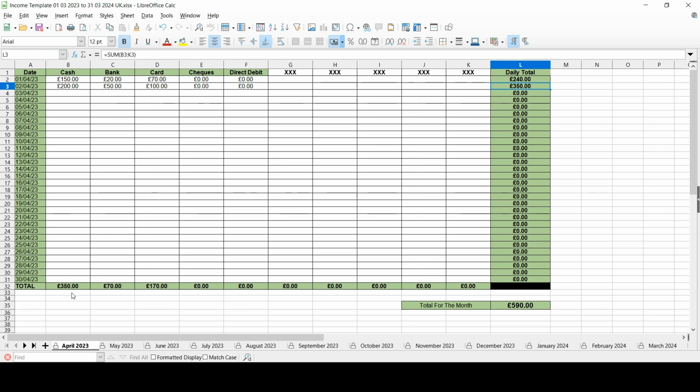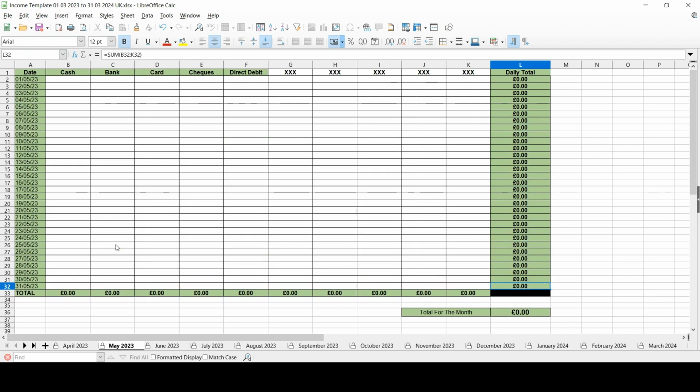Also, as you go ahead, you can see how much you earned in cash, how much you received in bank, card payment, and so on. By the time you get to the 30th of April 23, the total amount here shows you exactly how much you earned for the month of April 23. Moving on to the next month, May, you just simply click on May 23 and again start recording your income according to the payment type. Payment type cash, bank, card, check, and so on each single day.